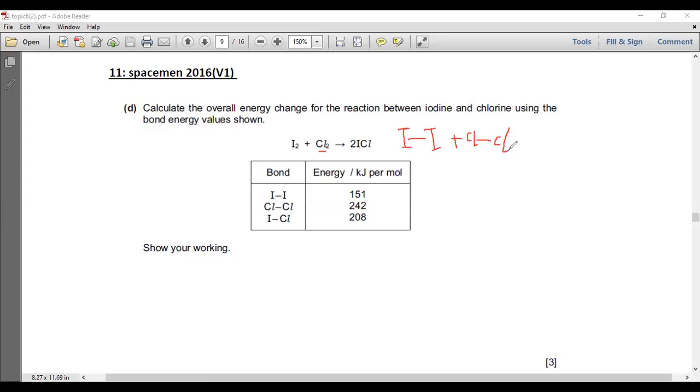It will be very easy for you when you start to calculate the energy in and energy out. Here is the arrow. Two here.